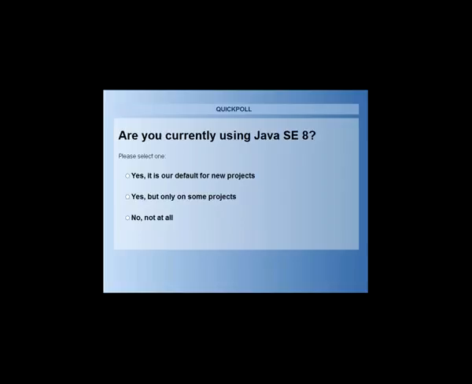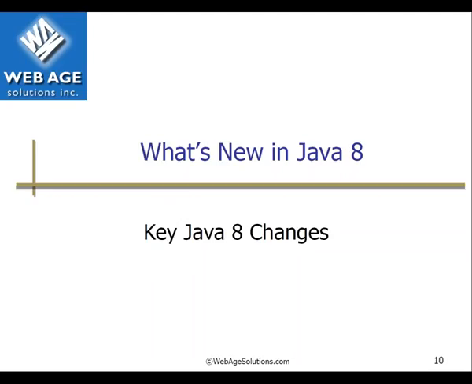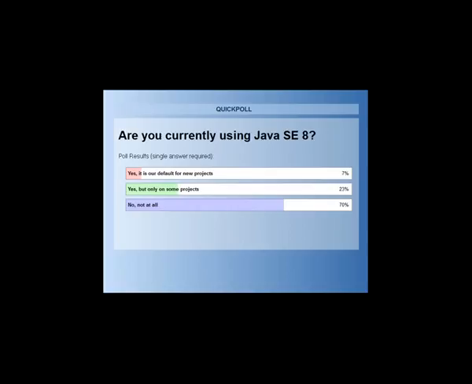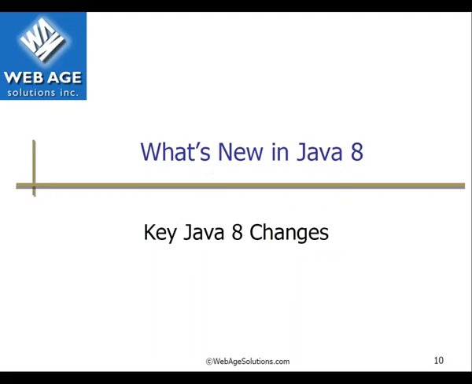Well, it looks like we had 90% voted, so I'm going to go ahead and close that. I'll share it real quick so you can see the results. Just like I expected, 7% not using Java 8 at all, 23% on some projects, and 7% default for new projects, a little bit more than maybe I expected, but good. Let me go ahead and hide that and go back to the presentation.